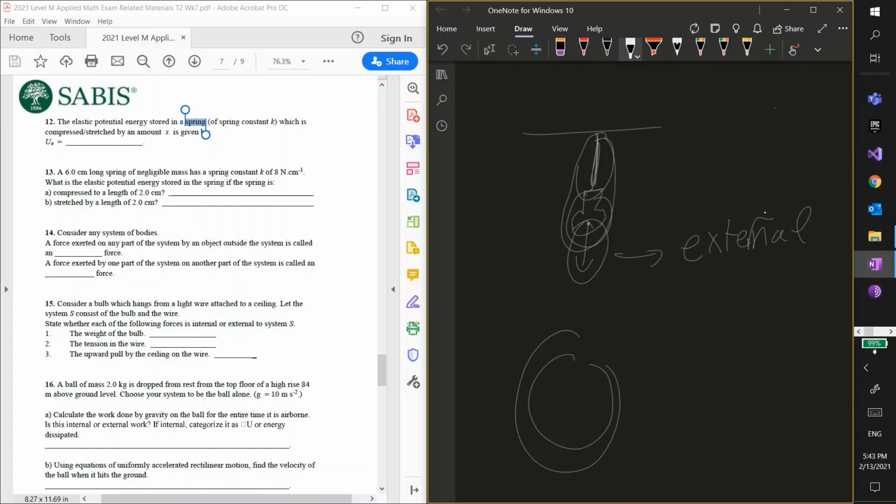Second, the tension of the wire. Tension of the wire is the force done by the wire on the bulb. The wire is part of the system, which means the tension must be internal. And the last one, the upward pull by the ceiling on the wire. The ceiling is not part of the system. That means the ceiling is an external object, which means any force done by it is external.